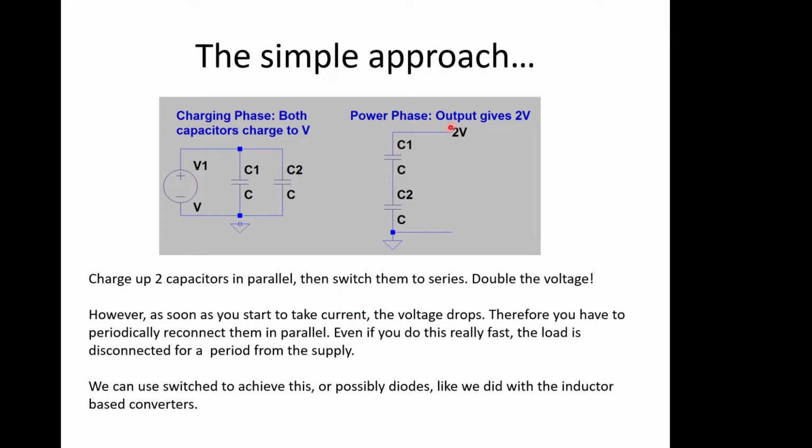But as soon as you start to take current out of this system, the voltage will start to fall, because there's a finite supply of energy stored in these capacitors. So what you then do is reconnect it back onto the power supply, charge them up again, and then switch them back to get our 2 volts. And hopefully the load hasn't noticed it's been disconnected. And there are ways of trying to make that as smooth as possible.